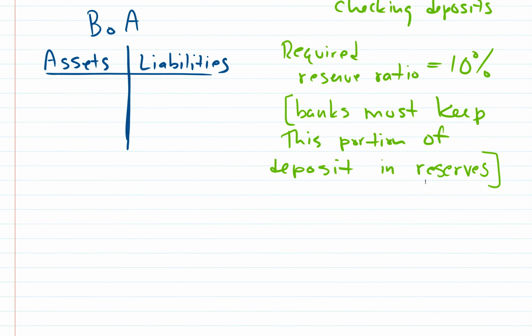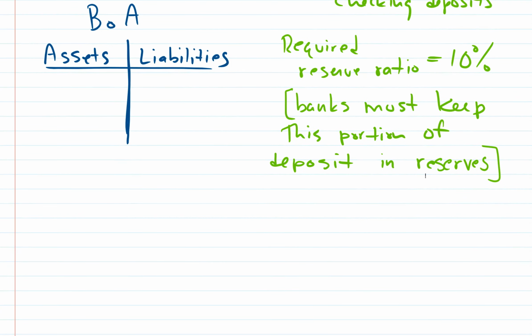So whatever comes into their bank, they have to keep 10% in reserves. There are two places they can keep their reserves: they can keep them in their vaults, or they can deposit them with the Federal Reserve, the central bank. Okay, now let's go to our transaction.